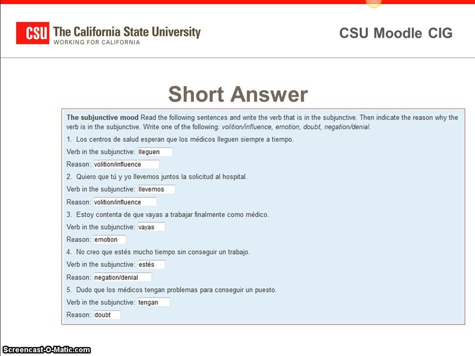And this final example of the short answer is from a 200 level class. Here the student needs to identify again the verb, but from a given sentence, identify the verb that's in the subjunctive form, write that down, and then to choose the correct reason for why that verb is in the subjunctive.